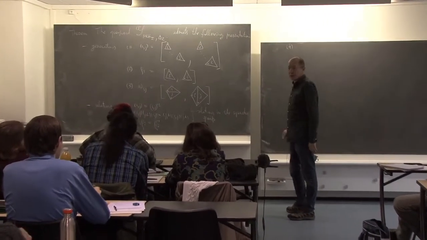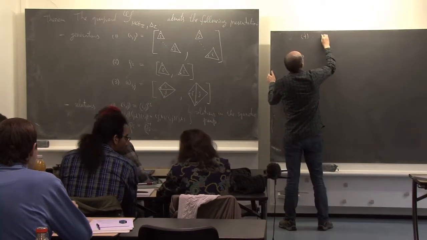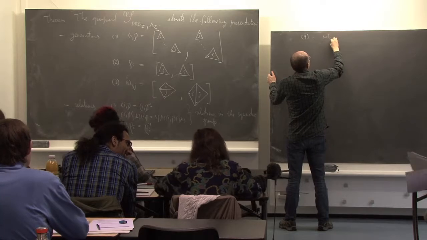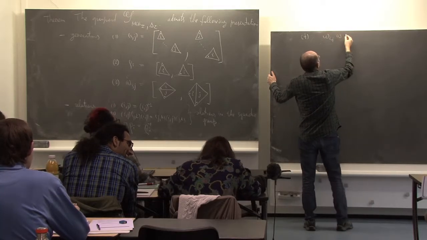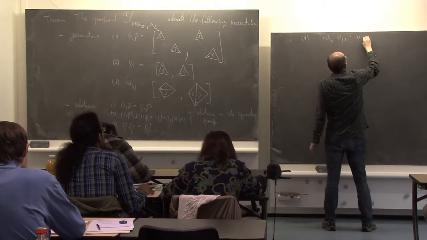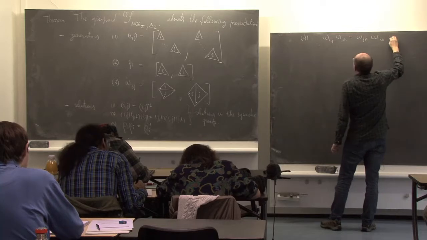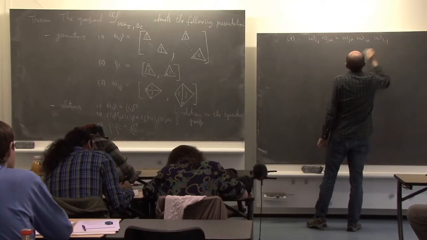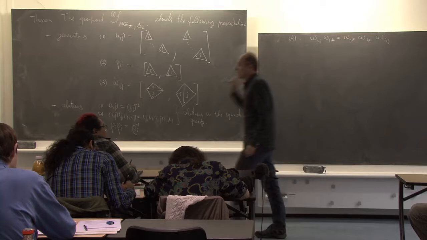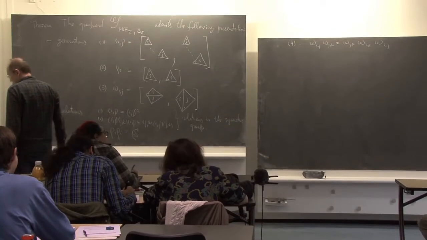The fourth type of relations concerns the generator omega ij. So if we put omega ij composed with omega jk, then it's the same as omega jk composed with omega ik composed with omega ij. We will come back to this relation later on, but let me just finish with other relations.